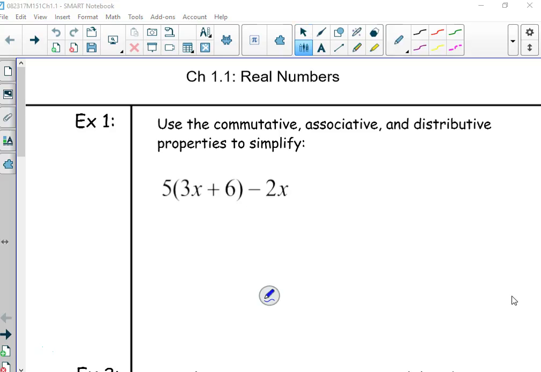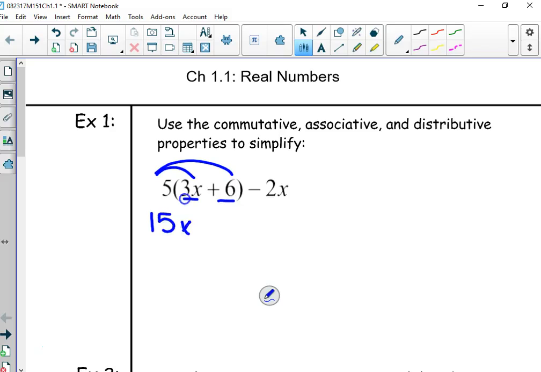Okay, it says to use the commutative, associative, and distributive properties, but without even having to name them, I'm pretty sure you know how to do this. Look, we've got a 3x and we have a 6 inside those parentheses. Order of operations says we should add them, but we can't because we can't add unlike terms. We don't know what x is, so we can't add 6 to it. So what do we do? Second best thing is to go ahead and distribute the multiplication.